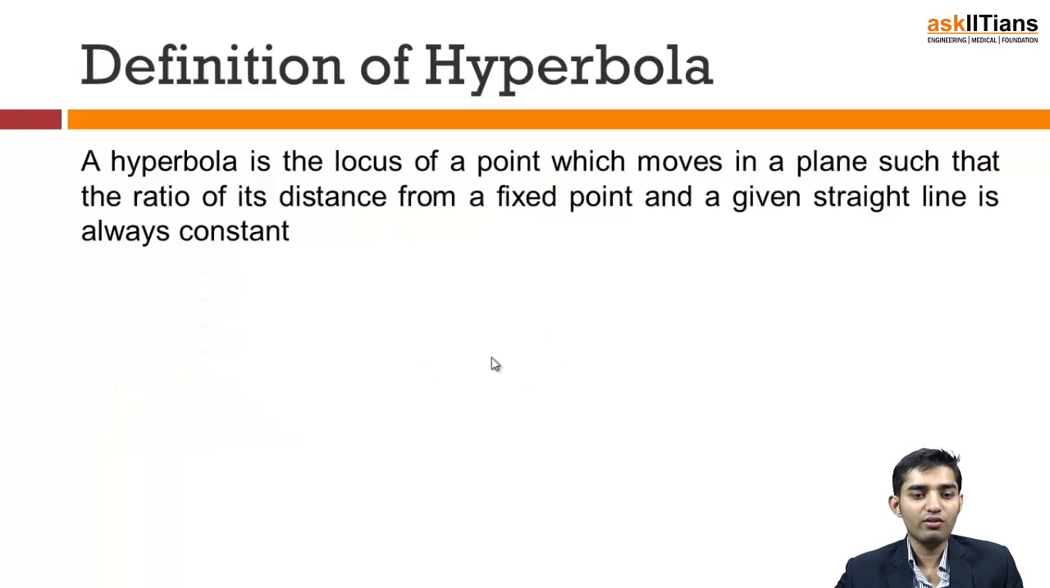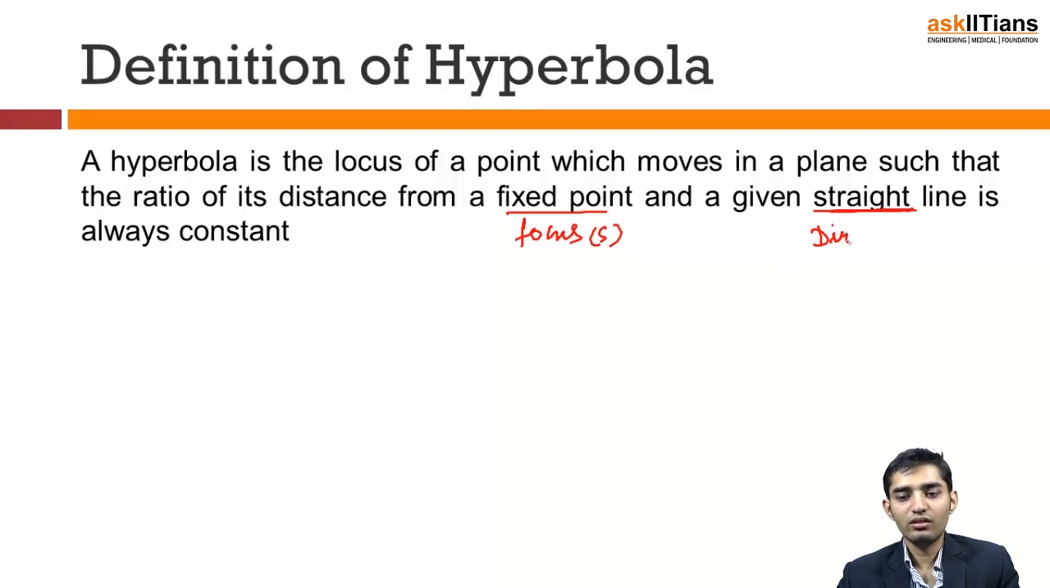What is the basic definition of hyperbola? Hyperbola is the locus of a point which is moving in a plane such that the ratio of its distances from a fixed point and a fixed given line is always constant. This fixed point is nothing but the focus, which is generally denoted by S, and this fixed given line is nothing but the directrix. Fixed means they are not moving in the plane, but the point is moving.